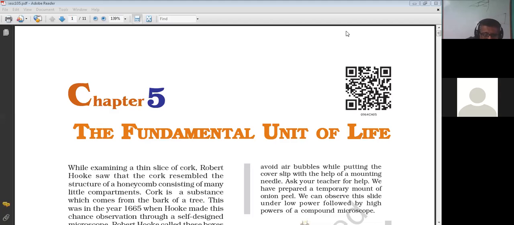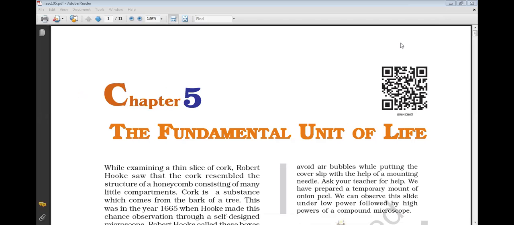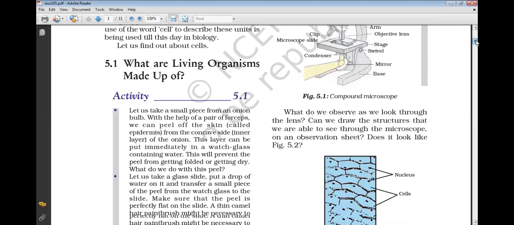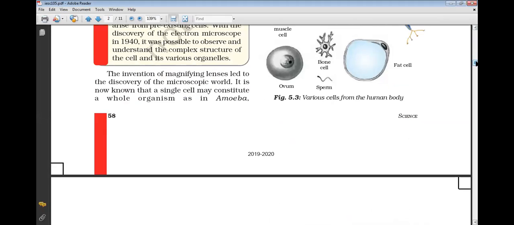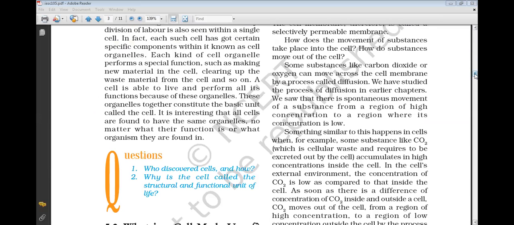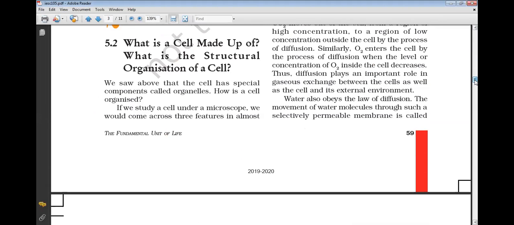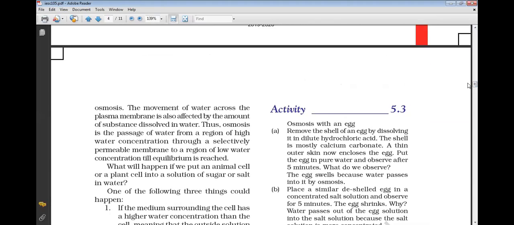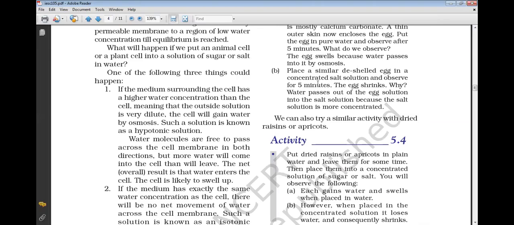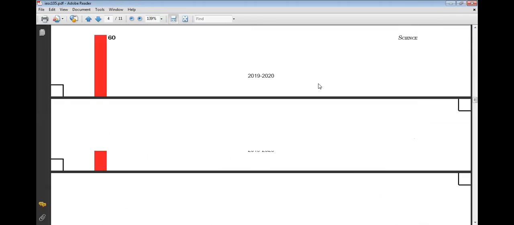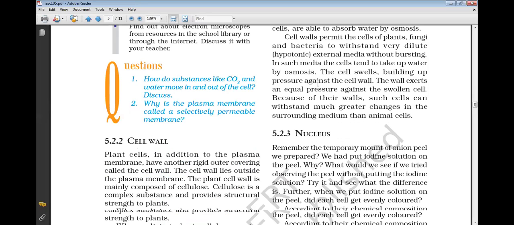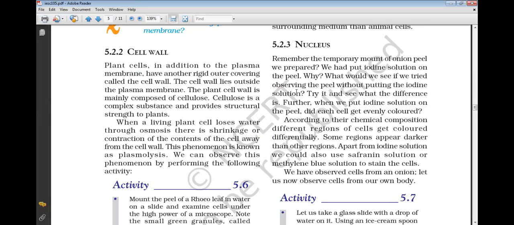Standard 9, Chapter 5, Science. The chapter's name is Fundamental Unit of Life. We studied about cells, unicellular and multicellular organisms, and scientist names. Then we studied that a cell is made up of structures. We studied three basic features of the cell: plasma membrane, nucleus, and cytoplasm. We studied about the plasma membrane, a selectively permeable membrane, and the cell wall made up of cellulose.